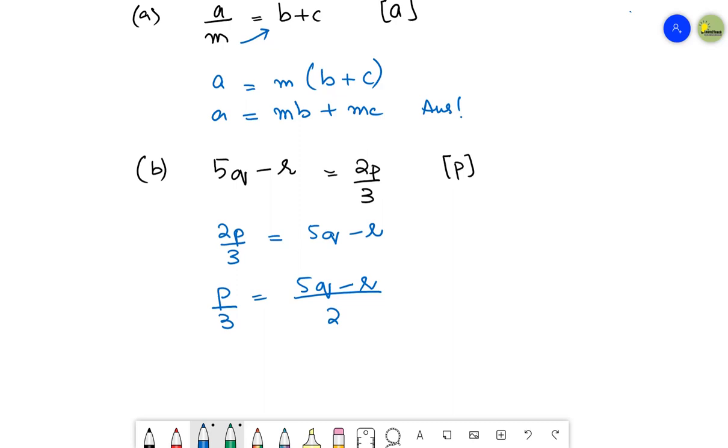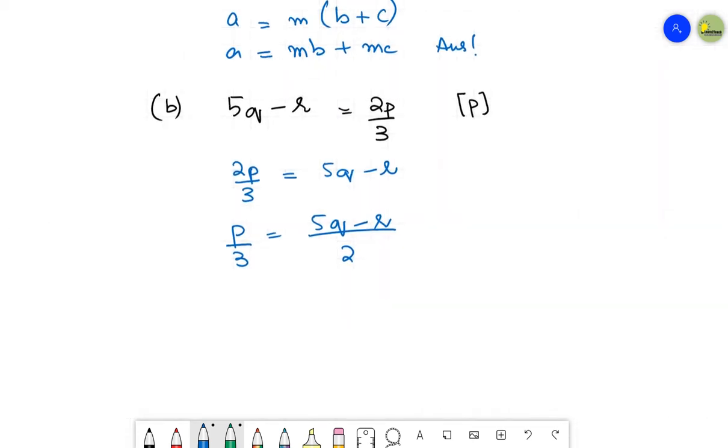How many terms do you have on your right hand side? You have to divide the value with all of the terms, right? You have to divide it as a whole. So it is 5Q minus R whole divided by 2. Now, similarly, 3 is dividing with P, it is in the denominator. So whenever you move it to the other side, it will be multiplied. So P equals 3 multiplied by 5Q minus R, and this is whole divided by 2.